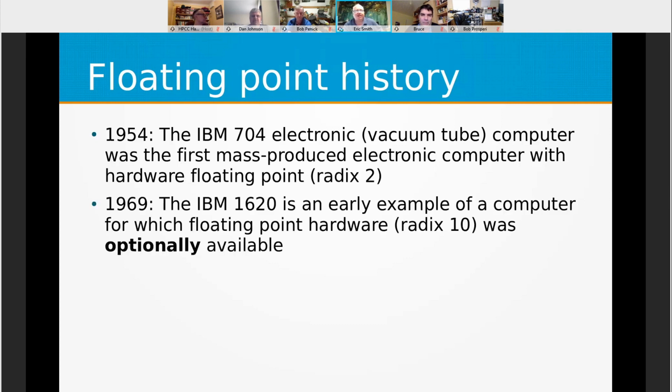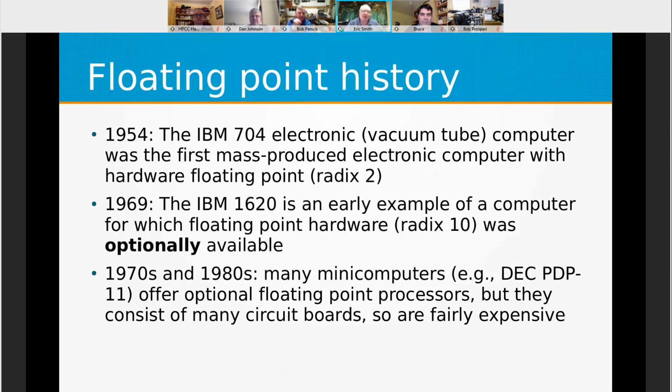By 1969, the IBM 1620, which was a transistorized computer, is an example of a computer for which floating point hardware existed, but it was not standard. It was an option that you had to buy separately, which is more similar to the coprocessors that we're going to talk about.